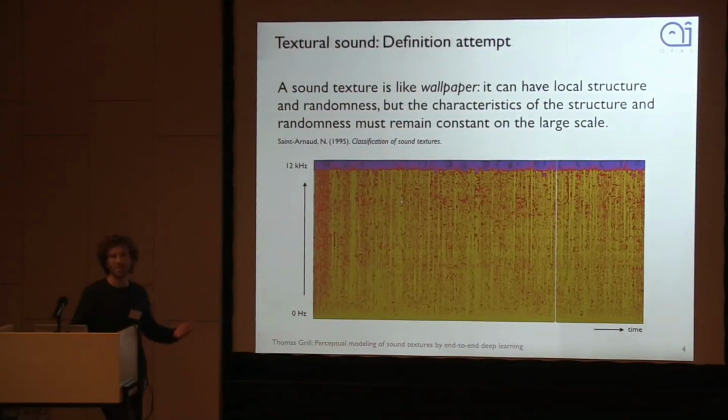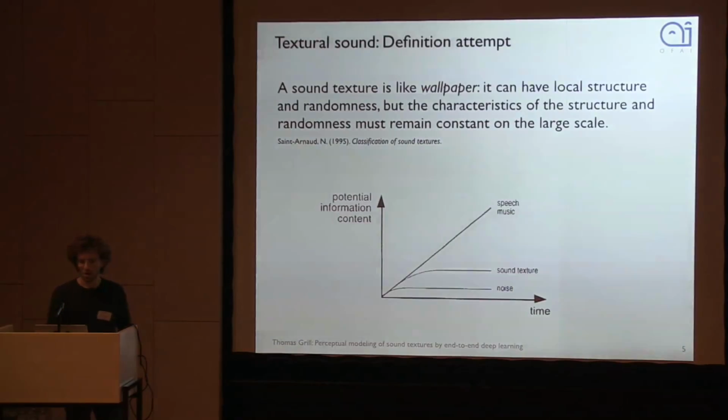So this is an example of a spectrogram of such a sound texture. You can see that it's actually like a wallpaper. There's invariance both in time and frequency. Usually there is a local structure, some statistics of a temporal structure or frequency structure, of stochastic nature, but the characteristics are constant on a larger scale. This comes from the research of Saint-Arnaud, in '95.